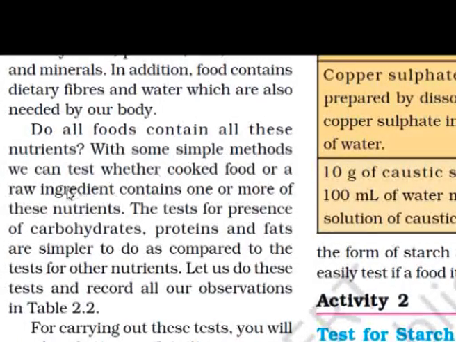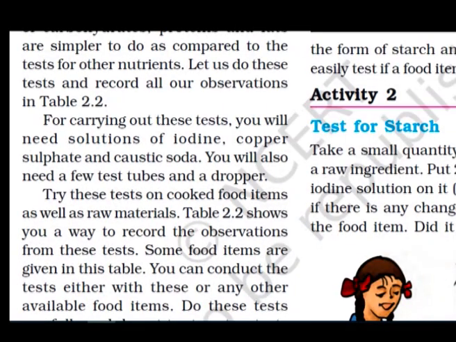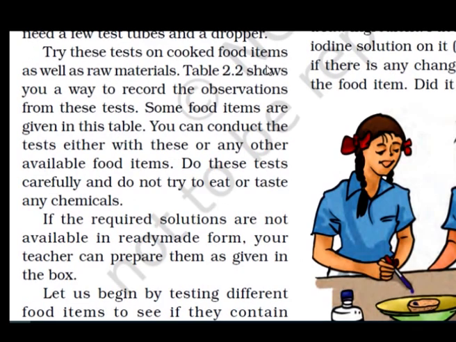With some simple methods, we can test whether cooked food or a raw ingredient contains one or more of these nutrients. The tests for the presence of carbohydrates, proteins and fats are simpler to do as compared to the tests of other nutrients. Let us do these tests and record all our observations in Table 2.2. You will need solutions of iodine, copper sulfate and caustic soda. You will also need a few test tubes and a dropper. Try these tests on cooked food items as well as raw materials.